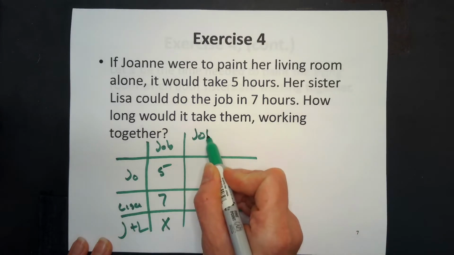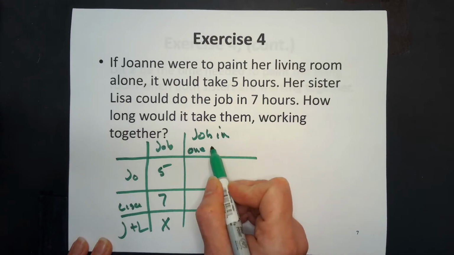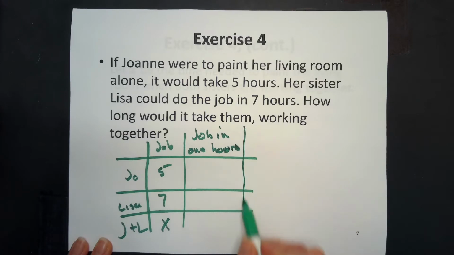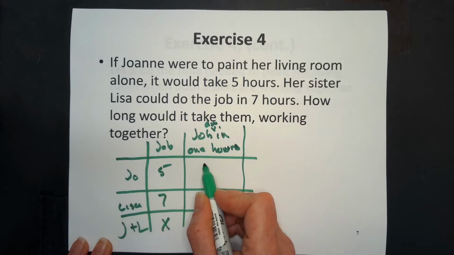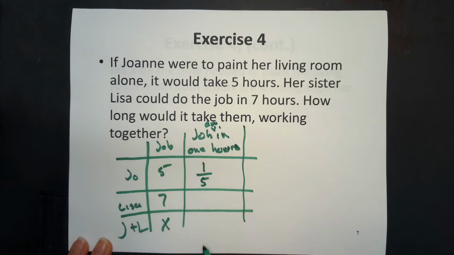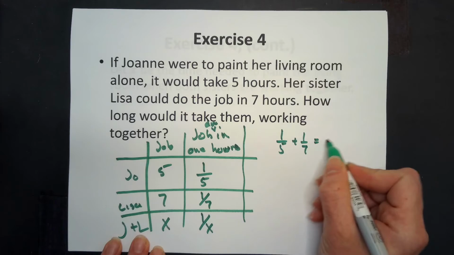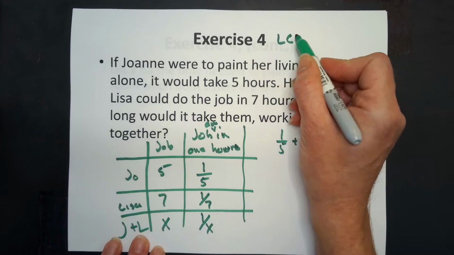So now we have job done in 1 hour because we're in hours. So if it takes her 5 hours, she gets 1/5 of the job done every hour. Lisa gets 1/7 of the job, and 1/x of the total job is done. So if we add the parts per hour, we can figure out what we need. So I'm going to say 1/5 of the work plus 1/7 of the work has to equal 1 over x of the work. So here we go off and we find our least common denominator.